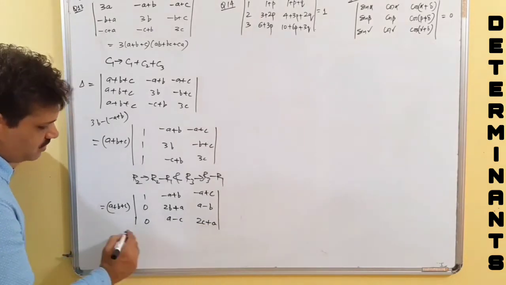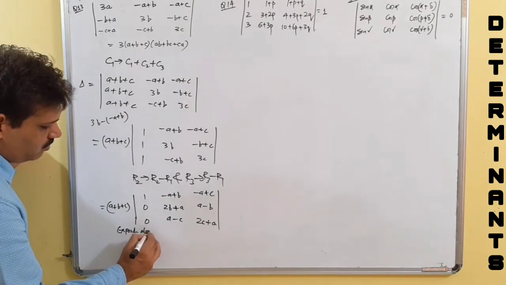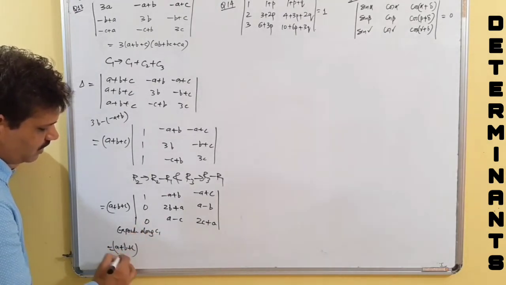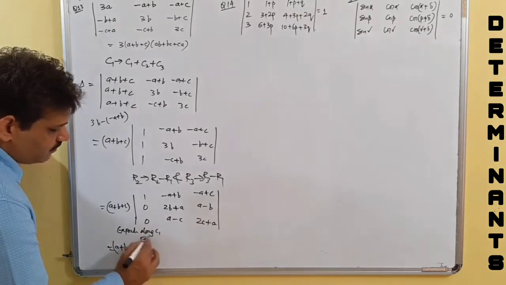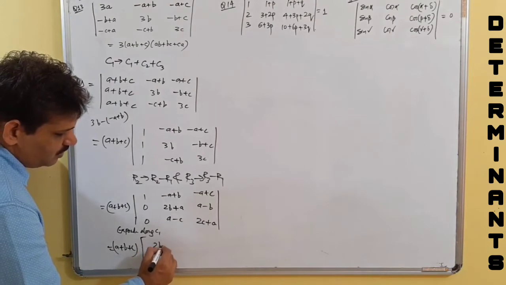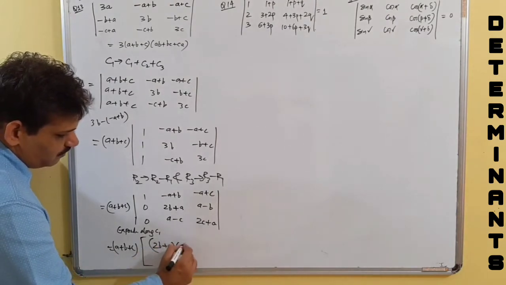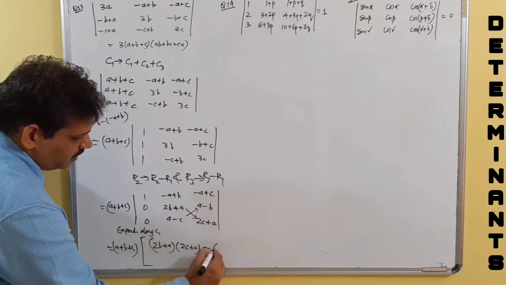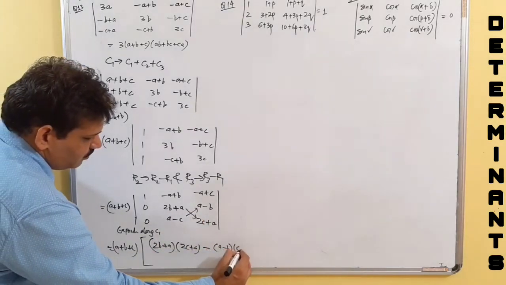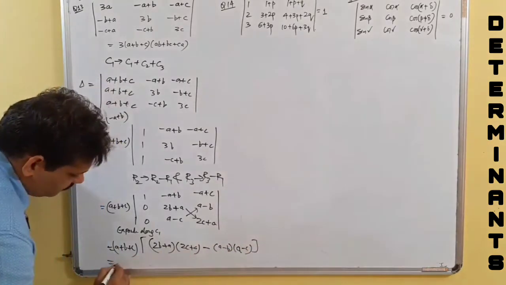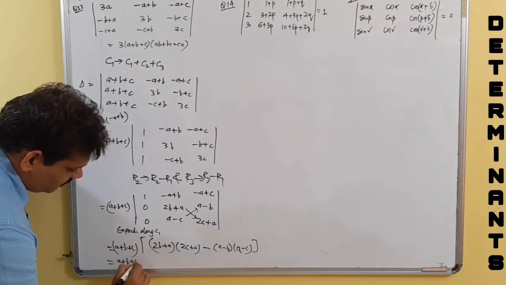Now expanding along C1. When we expand along C1, what we get is 1 times of this minus this. So this will simply be 2B plus A multiplied by 2C plus A, minus A minus B into A minus C. So simply on multiplication, what we get, A plus B plus C.